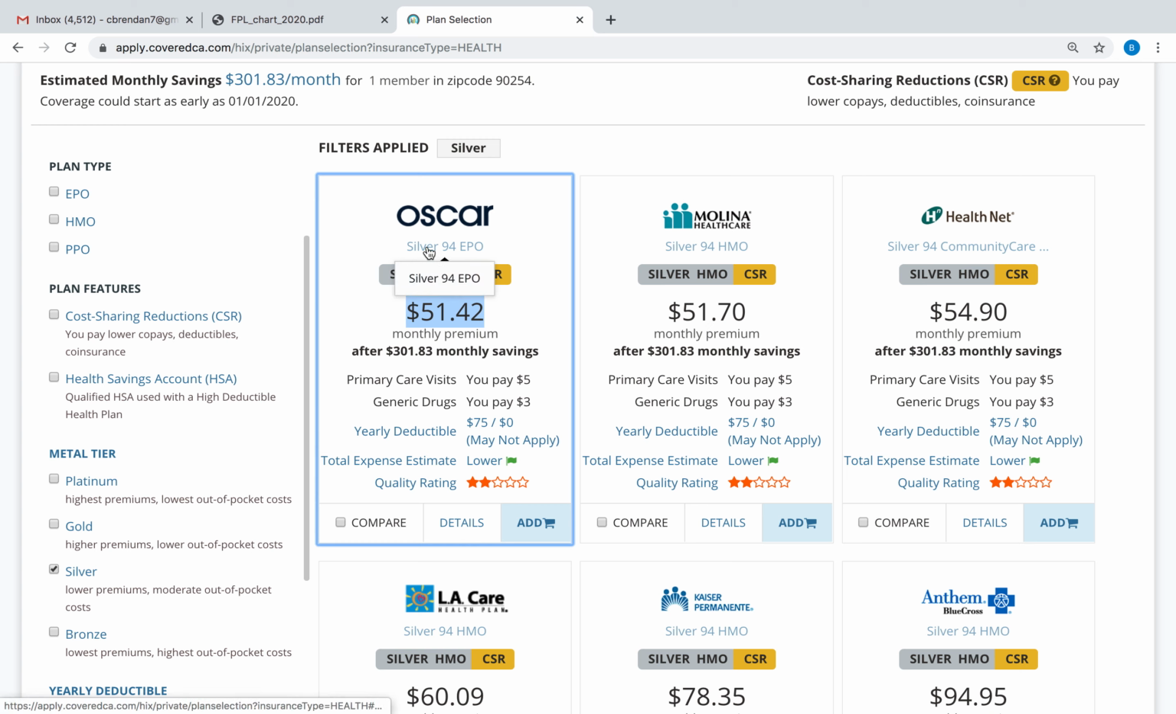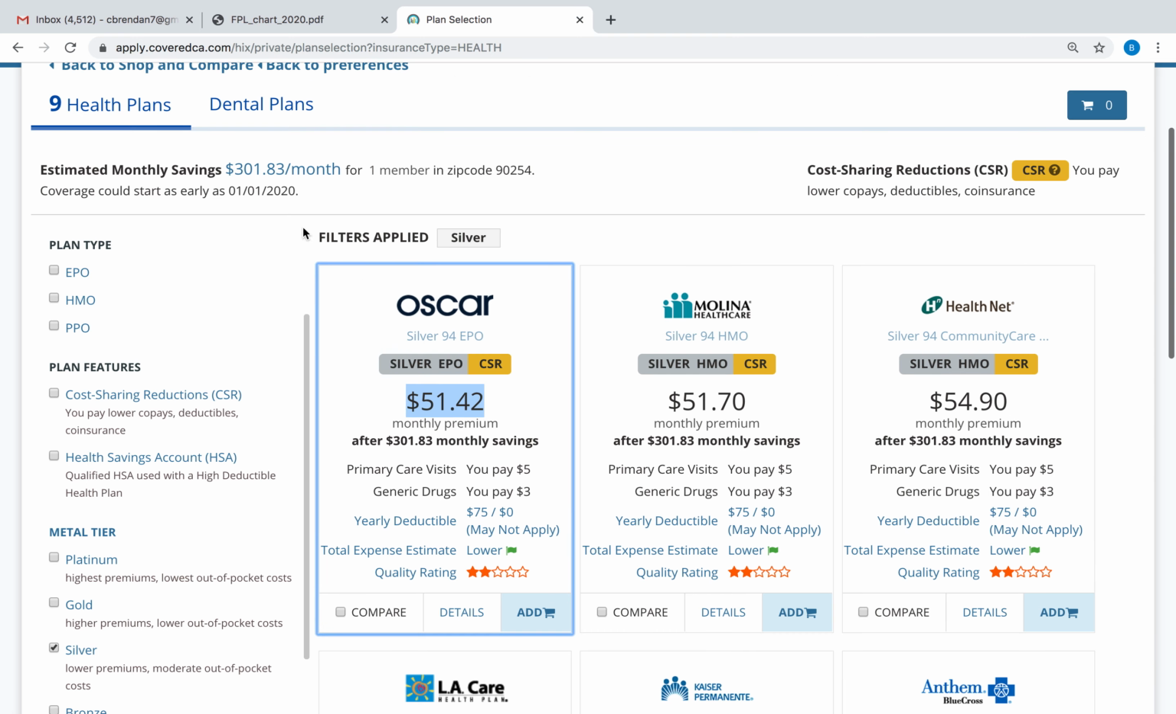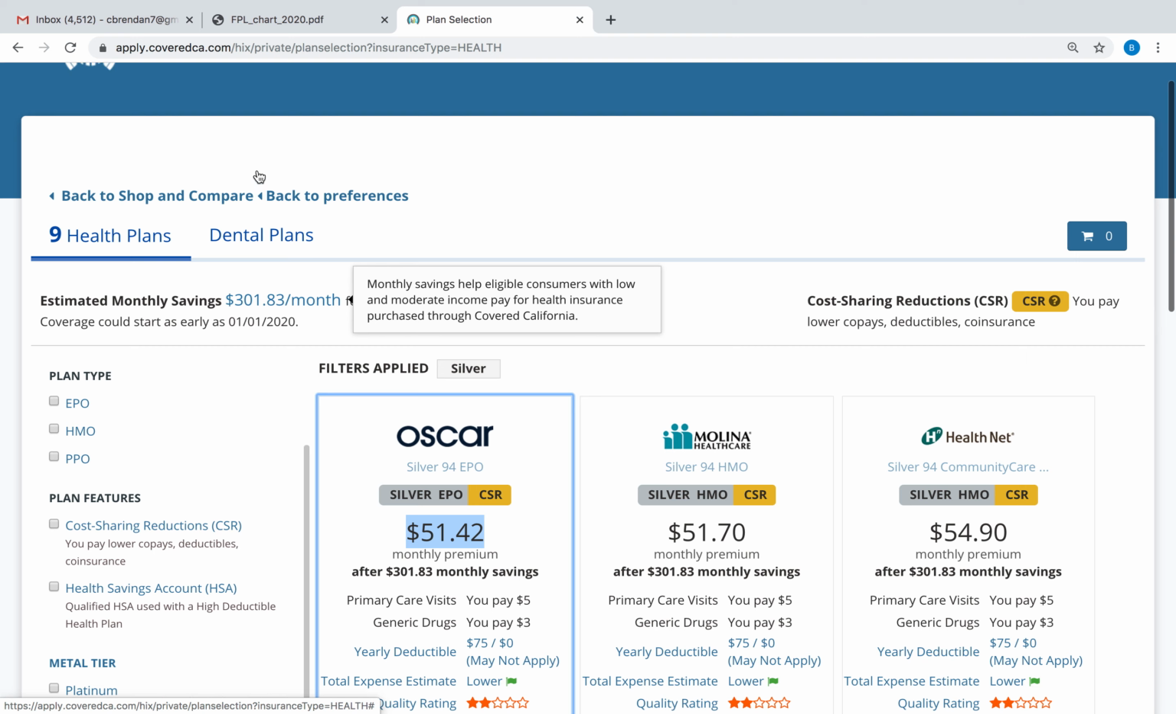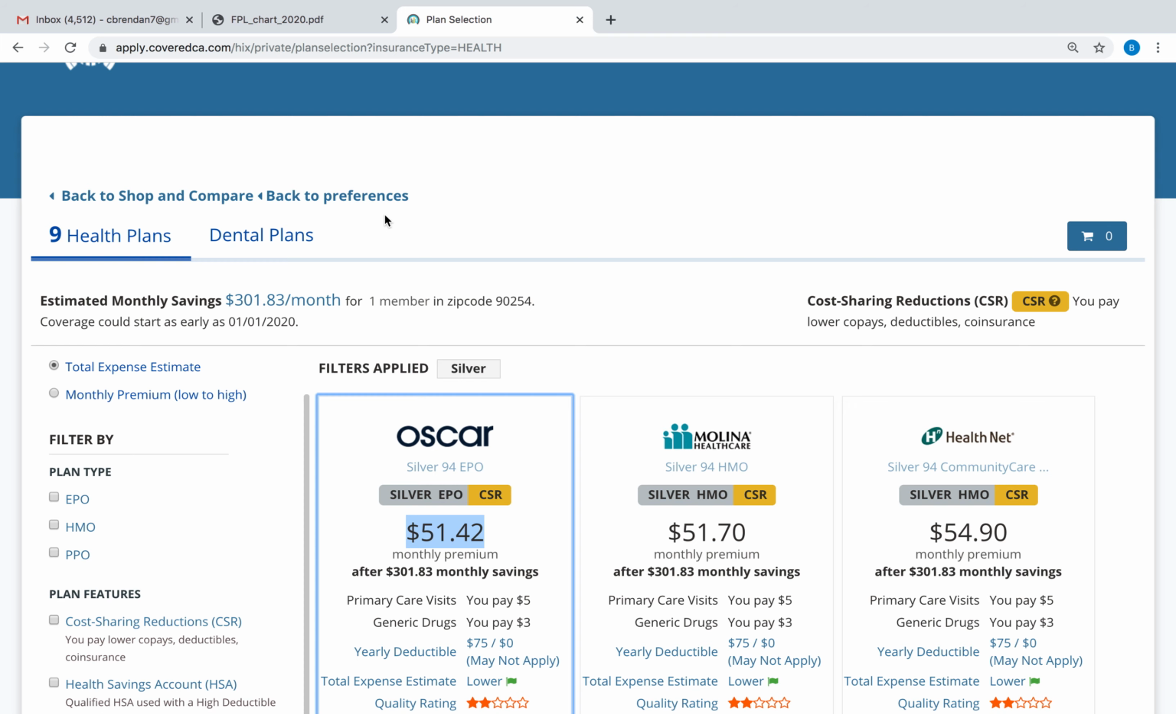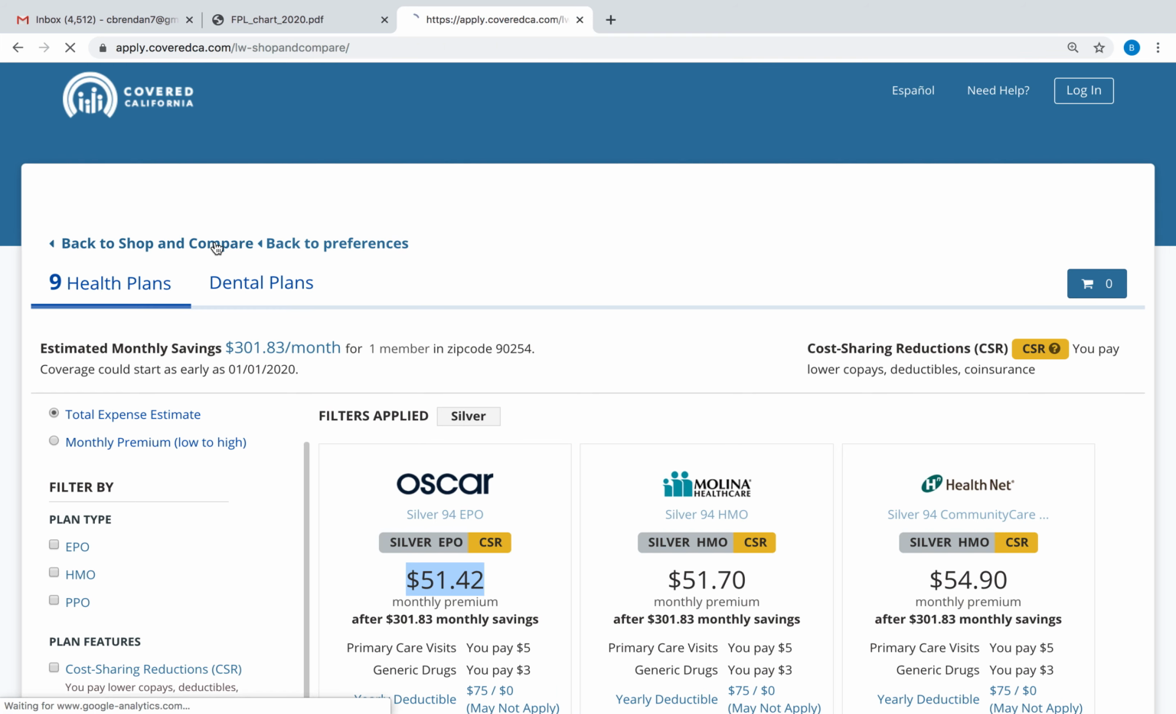So the silver 94 does a few things. One, it gets you the best plan available, best co-pays, best co-insurance, lowest deductibles, lowest out-of-pocket maximum for the best price. Okay, so as your income goes up, your subsidy will go down and the plan will get worse and it will cost more. So let's take a look at some examples of that.